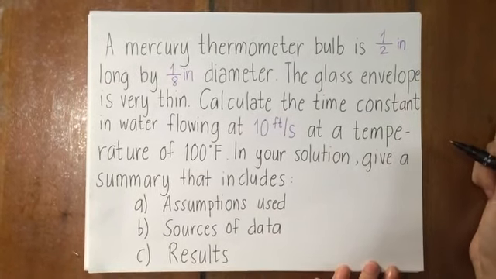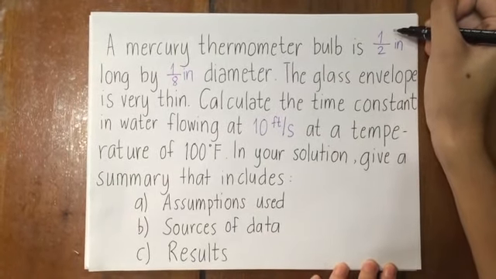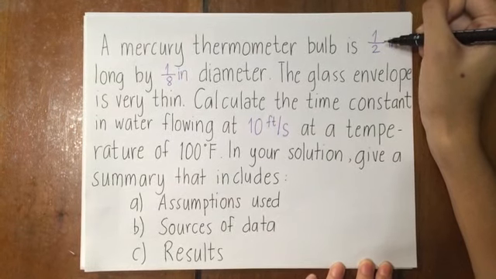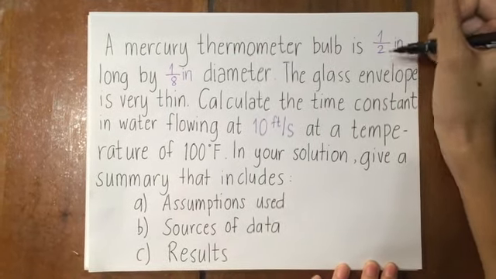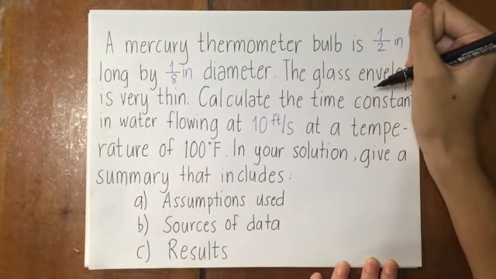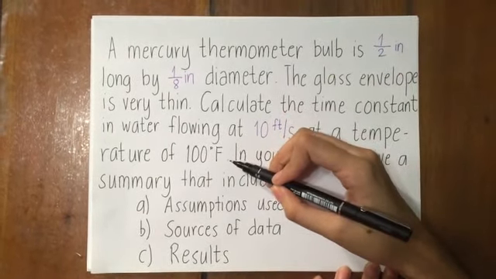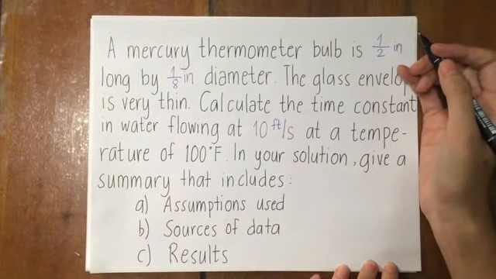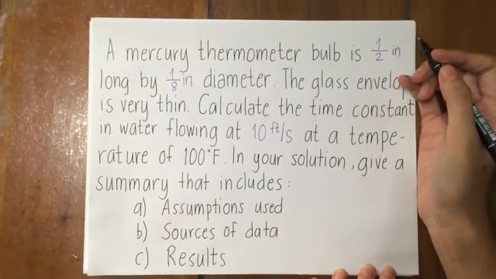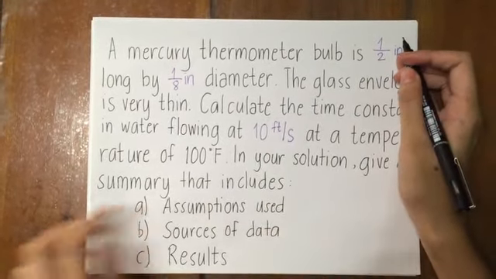To start with, a mercury thermometer bulb is 1/2 inch long by 1/8 inch diameter. The glass envelope is very thin. Calculate the time constant in water flowing at 10 feet per second at a temperature of 100 degrees Fahrenheit. In your solution, give a summary that includes assumptions used, sources of data, and the results.